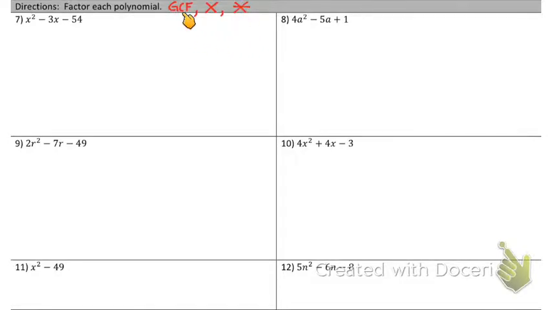Greatest common factor is when you can divide something out of every term. Okay? Something other than 1. It could be a variable. It could be a number. All right? That's how you use GCF. That's when you use GCF.